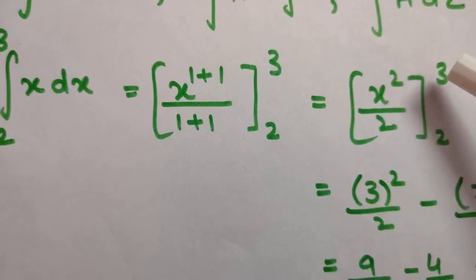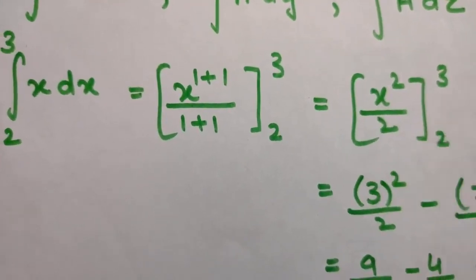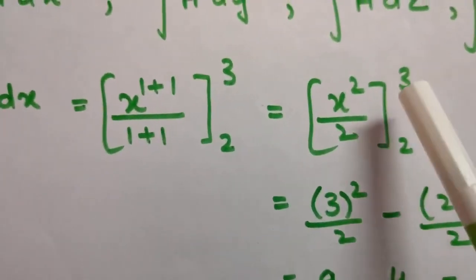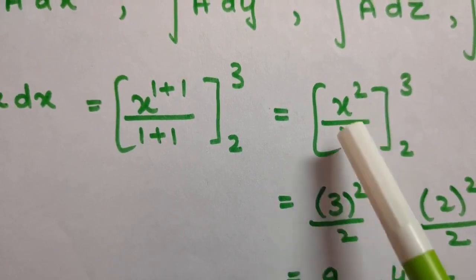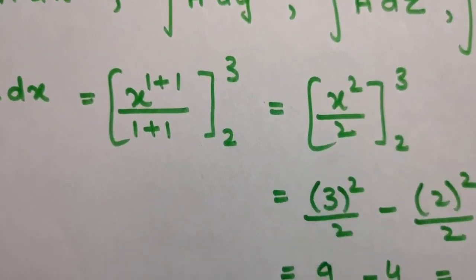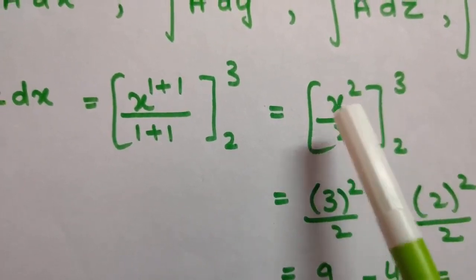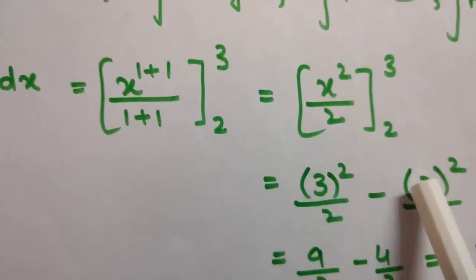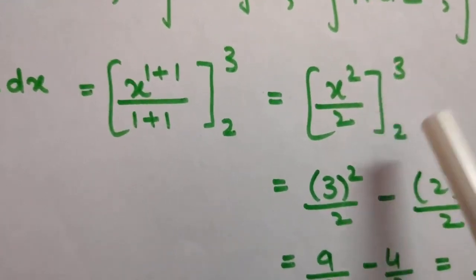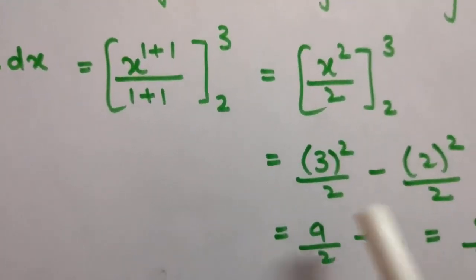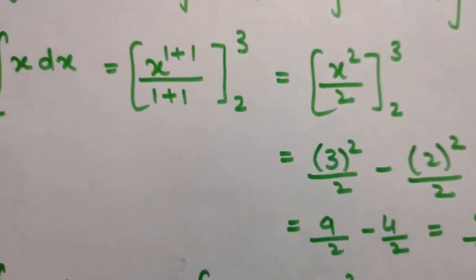Limits are solved like this: you first put the upper limit, minus, the lower limit. That is, first of all, see, the upper limit is 3, so put 3 instead of x, and you will get 3 to the power 2 upon 2. Now take a negative sign and now the lower limit will be used. So instead of x, now you will use the lower limit, that is 2. So 2 to the power 2 upon 2. Upper limit minus lower limit. Okay, when you solve it, you will get 5 by 2. So this is how we solve limits and definite integration.